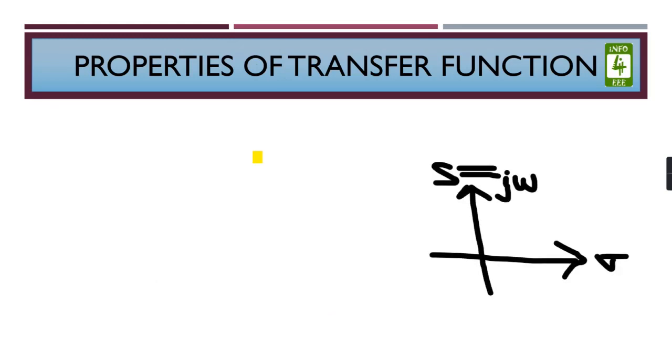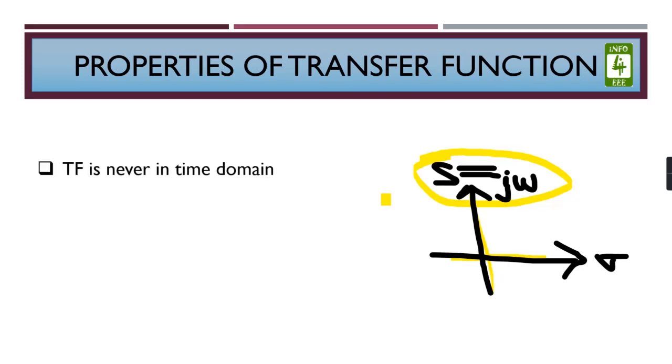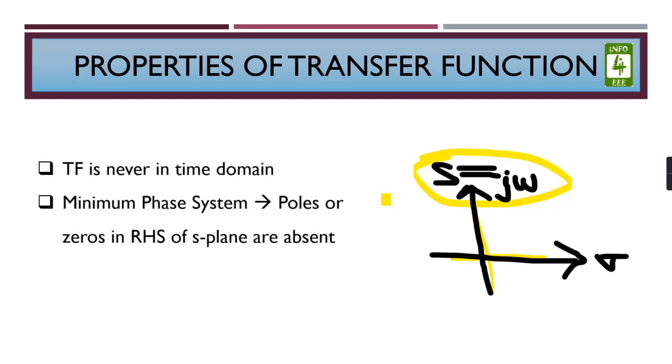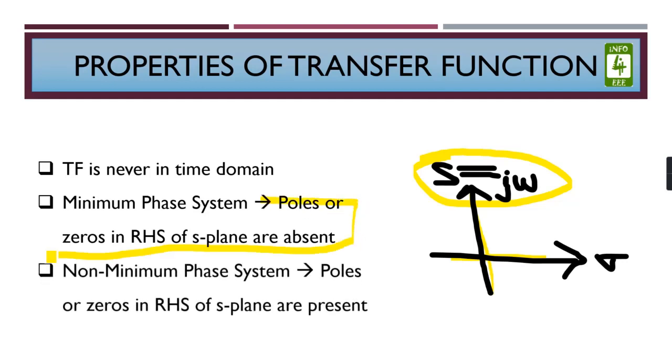Now the properties of the transfer function. Always remember that the transfer function is represented in the s plane. This is the s plane, where s is equal to sigma plus j omega, where sigma is the real part and j omega is the imaginary part. So TF is never in the time domain. For a minimum phase system, poles or zeros are absent from the right half, and for a non-minimum phase system, they lie in the RHS of the s plane.